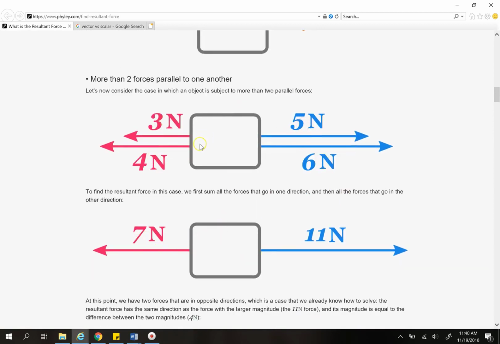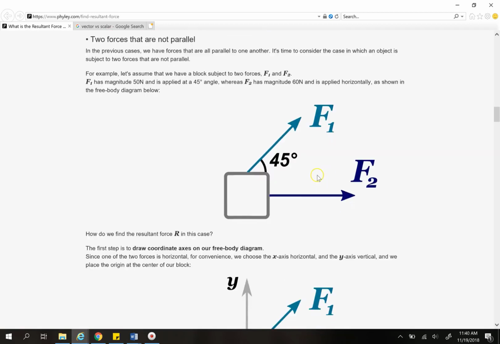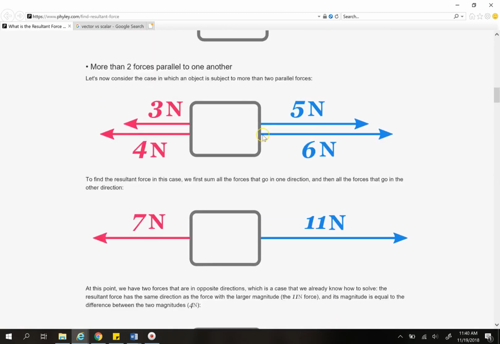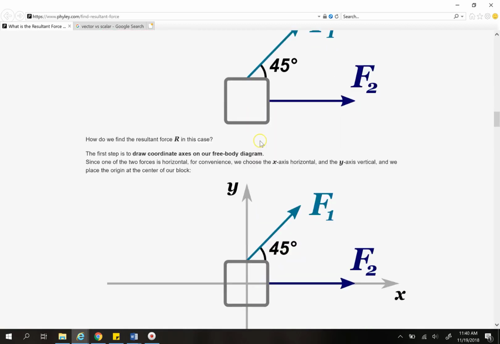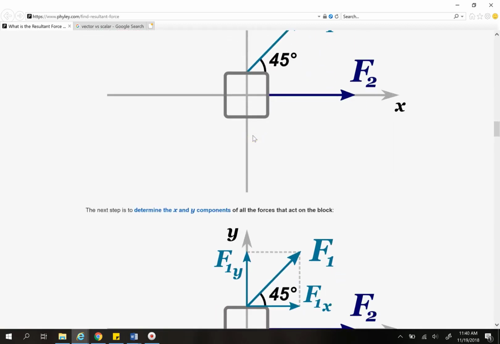Here you're going to add the forces on each side and then subtract the larger, so you end up with 4 newtons. So what if they are not pulled in the opposite direction or in the same direction? What if they're pulled at a certain angle?